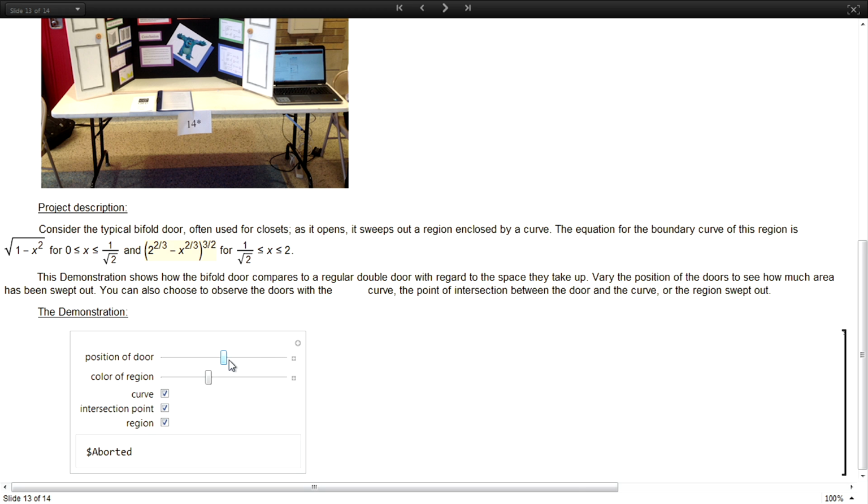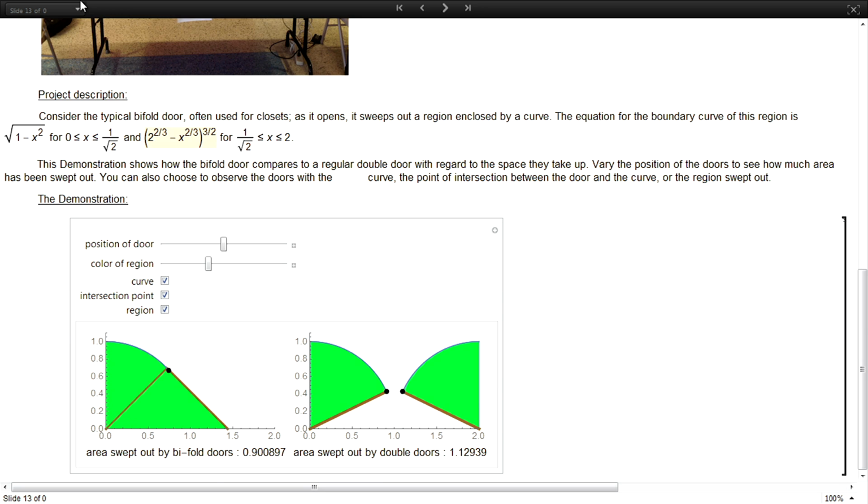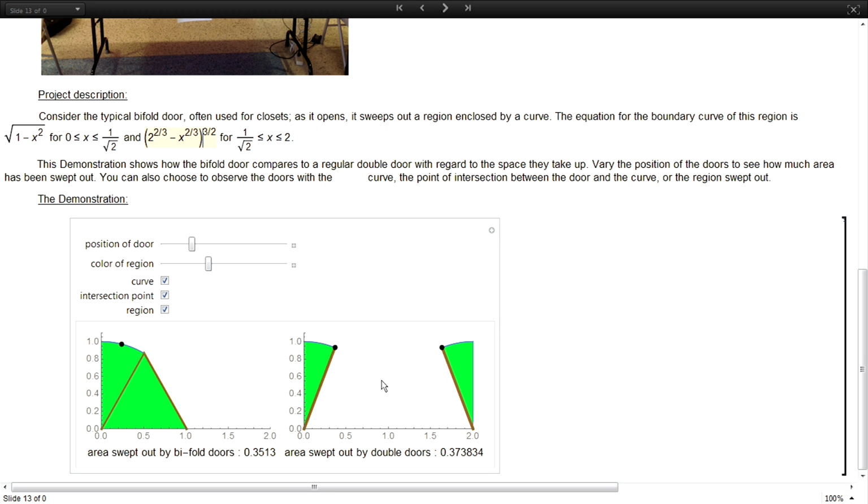Okay. All right. Yeah, perfect. So what you can see here is that initially the bifold door, the curve that it sweeps out is determined by the hinge of the door, and then after a certain point, it stops being determined by the hinge, but rather the second door.